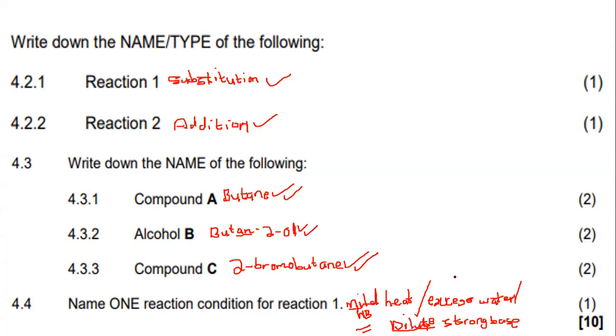You would write water instead of excess water. You would write strong base instead of dilute strong base. So please write them exactly as they are. Sometimes you then say dilute base, so you need to correct that altogether. It's a dilute strong base, right? So what have we learned here, my dear learners?